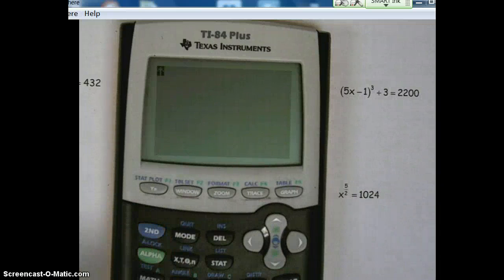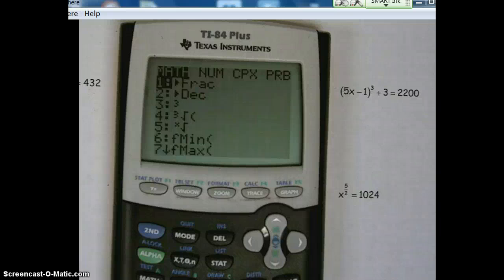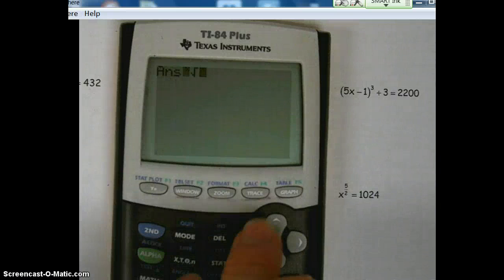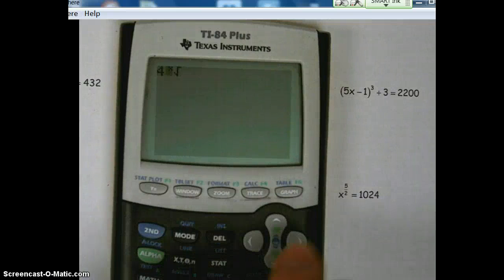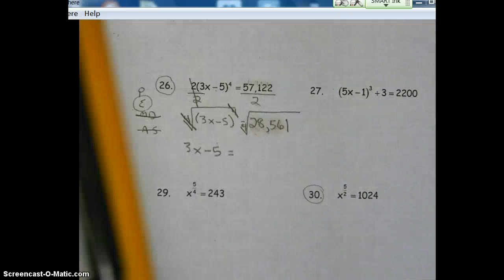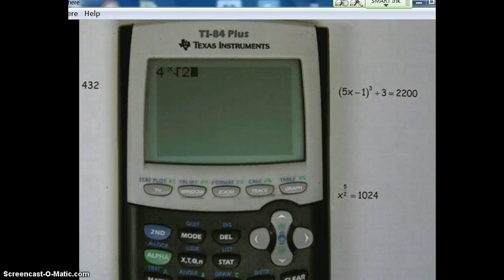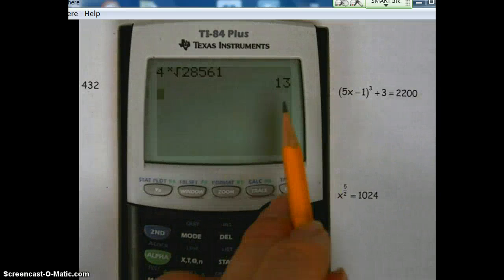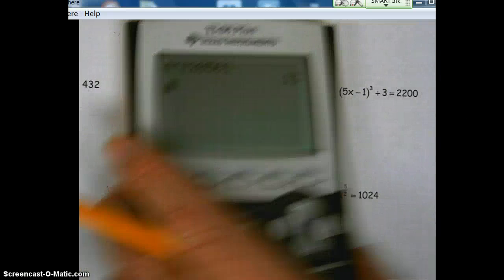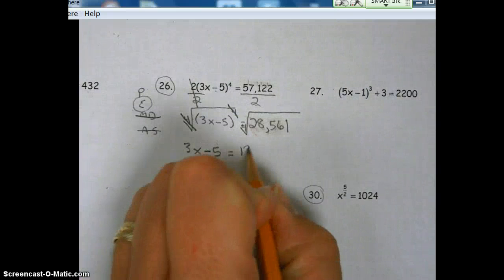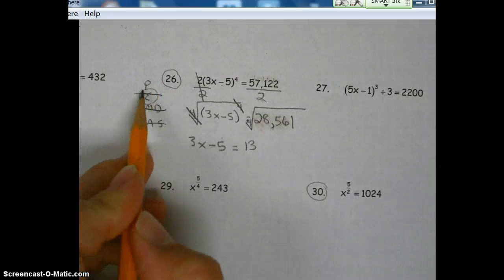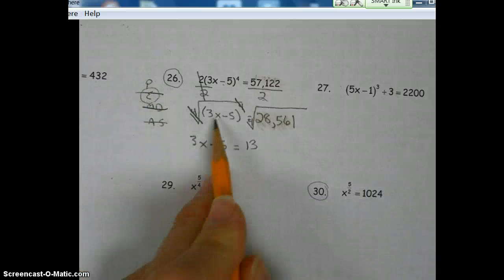So math. I want the fourth root. I want this to be a 4 over here. Fourth root of 28,561. 13, which means 13 times 13 times 13 times 13 is that, 28,561. Okay, done. Now we take care of our grouping symbol, which in this case is the parentheses.